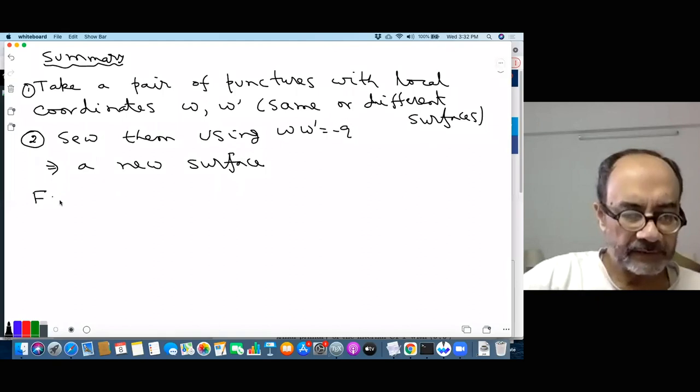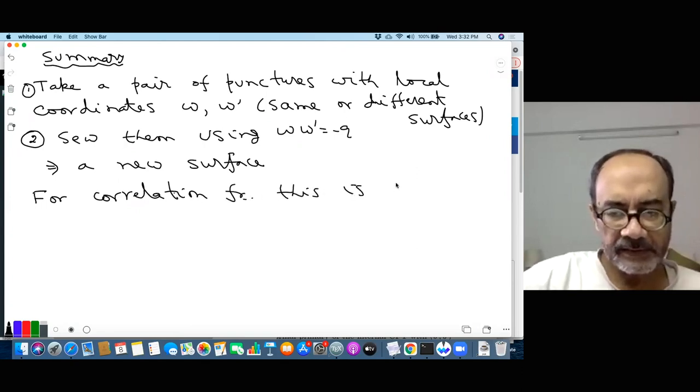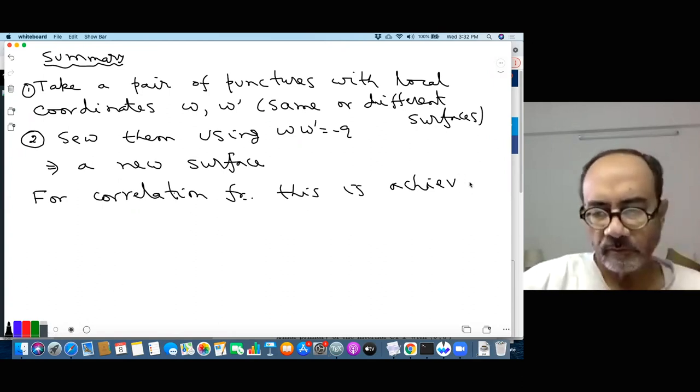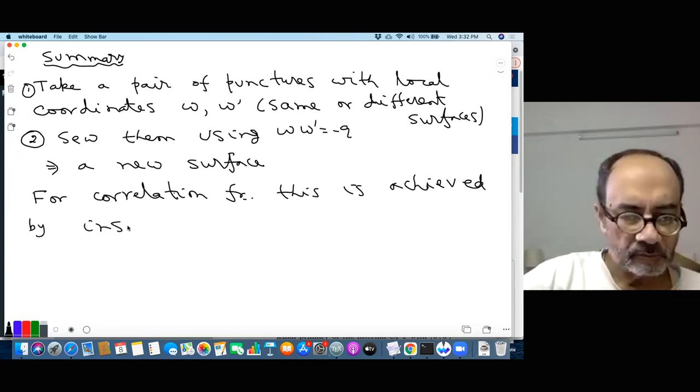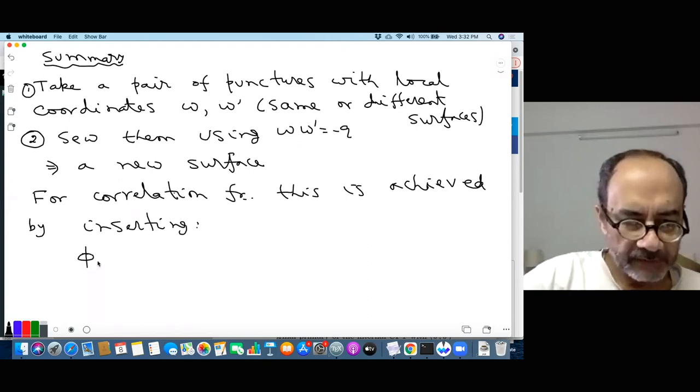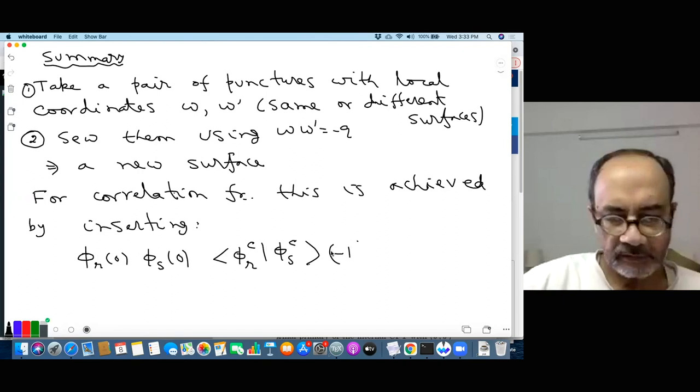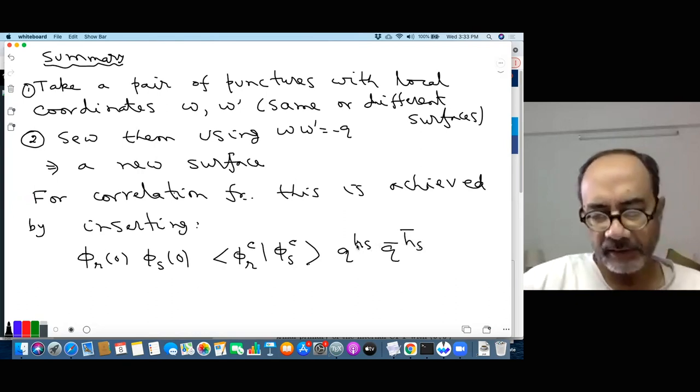On the other hand, for the correlation function, this is achieved by inserting the following object. We had phi r of 0, phi s of 0, then phi r c, phi s c, and then minus q to the h s, q bar to the h s bar, where h s and h s bar are the L0 conformal weights of phi s, which is the same as the conformal weight of phi s c or phi r c.